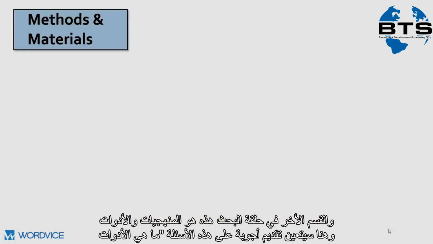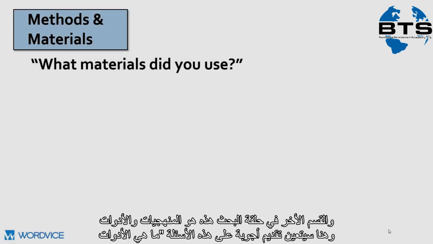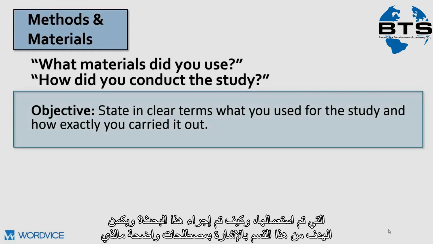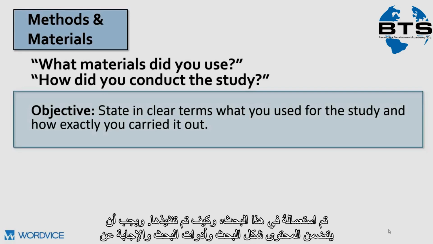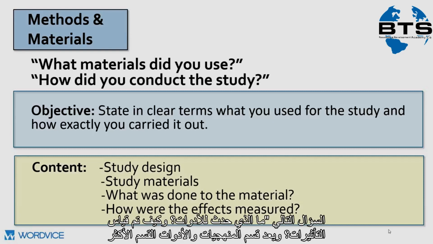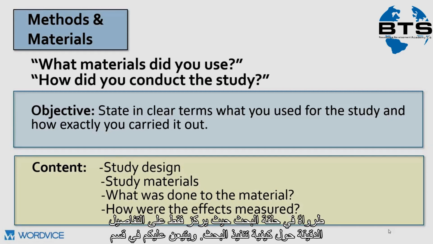The next section of the research paper is the methods and materials. In this section, you are asked, what materials did you use, and how did you conduct this study? The purpose of the methods and materials section is to state in clear terms what you used for the study and how exactly you carried it out. For content, you should include study design, study materials, answer the question, what was done to the material, and how are the effects measured? The methods and materials is the leanest part of the research paper, as it only focuses on the very specific details of how your study was carried out.